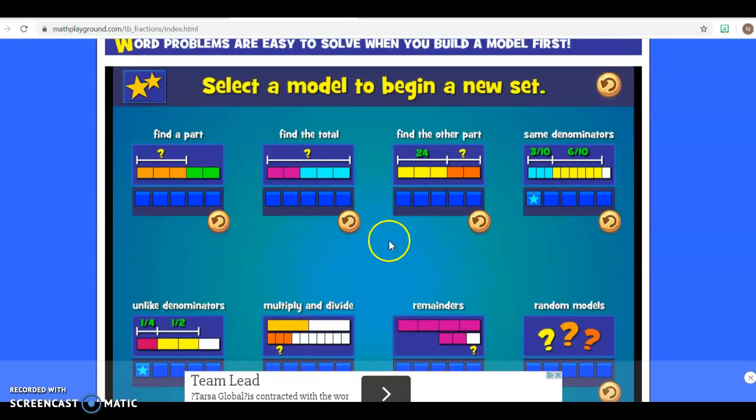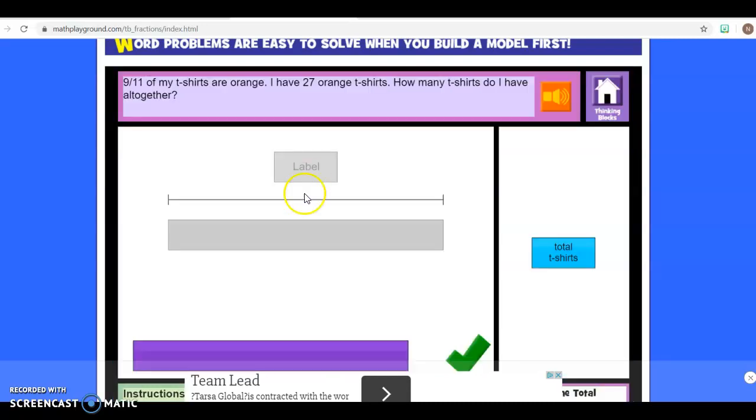Oops, I don't know if you can hear the voice either. So you can find a part, find the total. This is the one I liked. It says 9/11ths of my shirts are orange. I have 27 orange t-shirts. How many t-shirts do I have altogether?